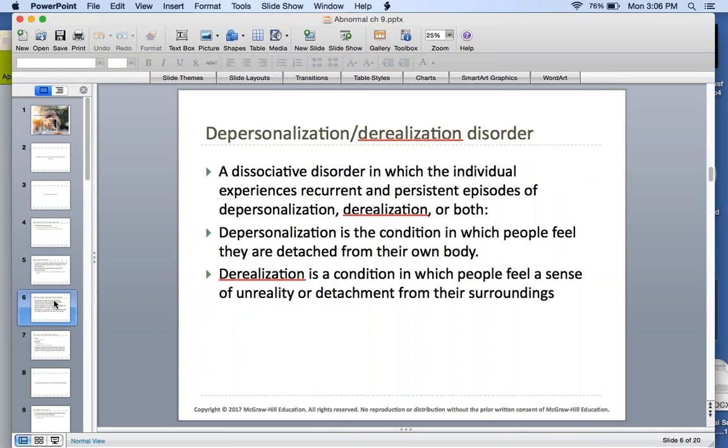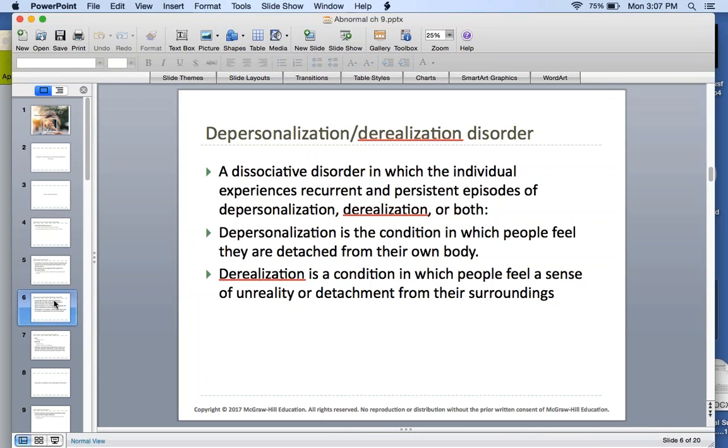Okay, the next disorder. Please remember, if I go through these things too quickly, to pause me and then start me. So the next disorder is called depersonalization-derealization disorder. Okay, depersonalization-derealization disorder. I will want you to know the difference between depersonalization and derealization. So let's go through that.